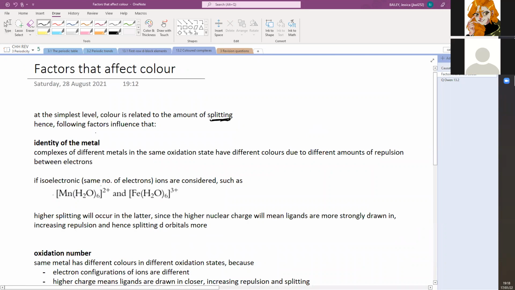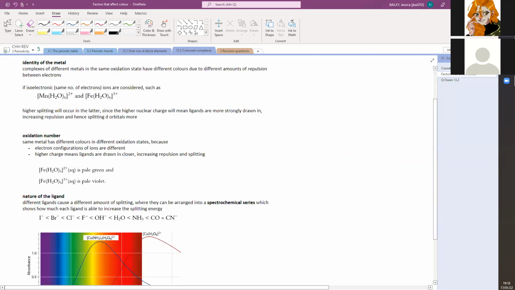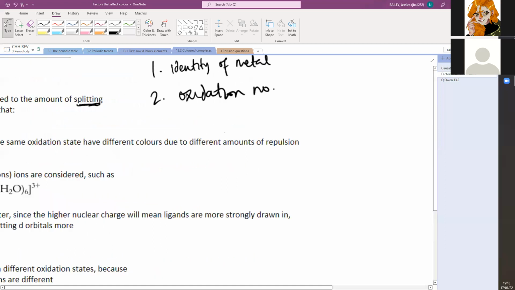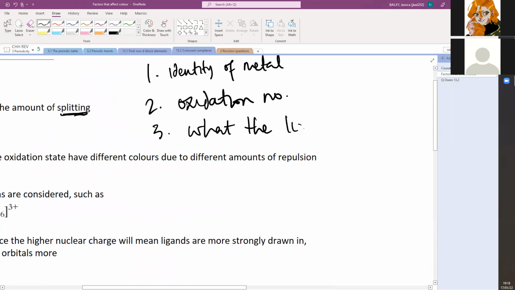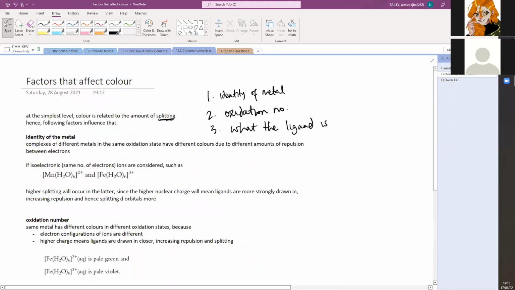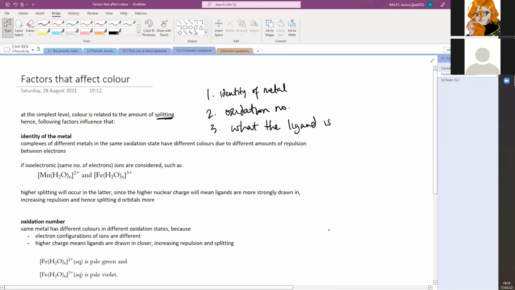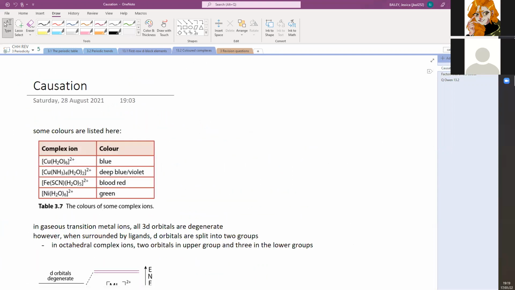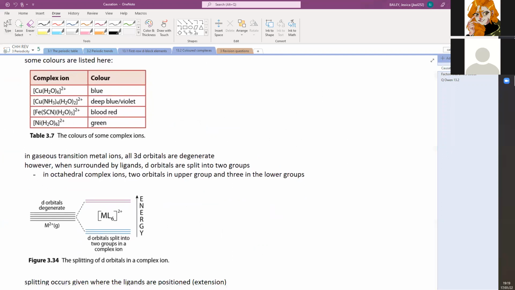So it's affected by one, the identity of the metal, so what the metal is, two, the oxidation number, and then three is something that's not on my page, which I'm gonna have to look at, is what the ligand is. So basically everything that's got to do with the complex ion will affect whatever the color is. Now we'll get to that afterwards, but this is to explain why it's got color in the first place and how you figure out what the color is.